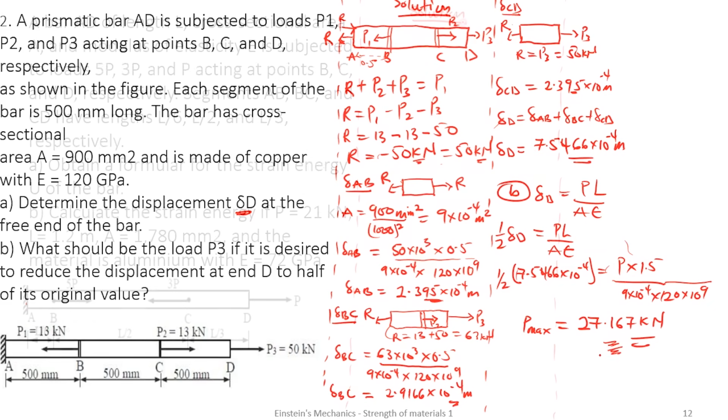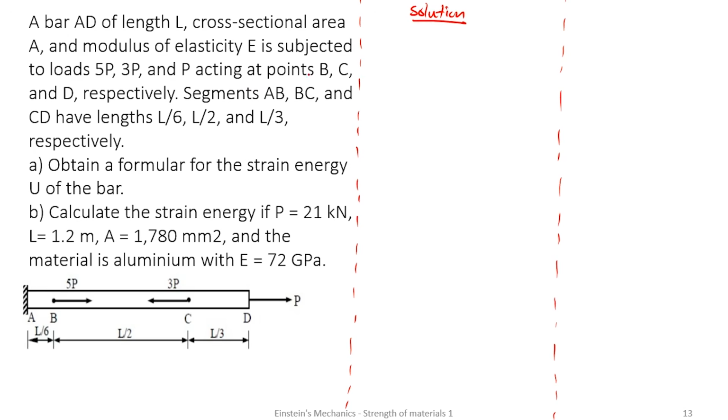Let's look at the next example. Okay, so next example, a bar AD of length L, cross-section area A, and modulus of elasticity E is subjected to this load P acting at the points that we have the length to be L on 6, L on 2, and L on 3. One, we are to obtain a formula for the strain energy U of the bar. We have to calculate the strain energy if the P is that and that is that.